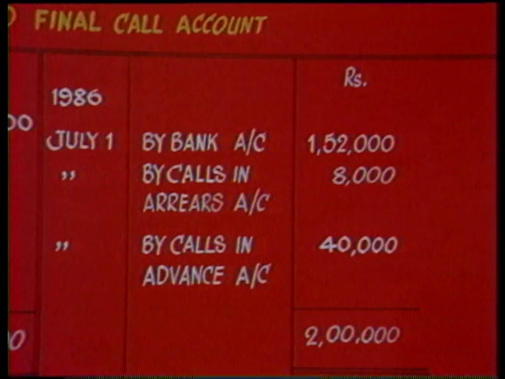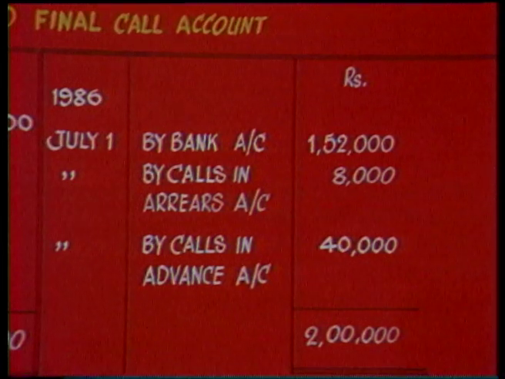So this entry for the money received and for the transfers and adjustments is passed on the 1st July. From the journal entry as on that date, you make the posting on the credit side of share first and final call account by bank 1,52,000, by calls in arrears 8,000, by calls in advance 40,000 rupees. And the share first and final call account thus balances.